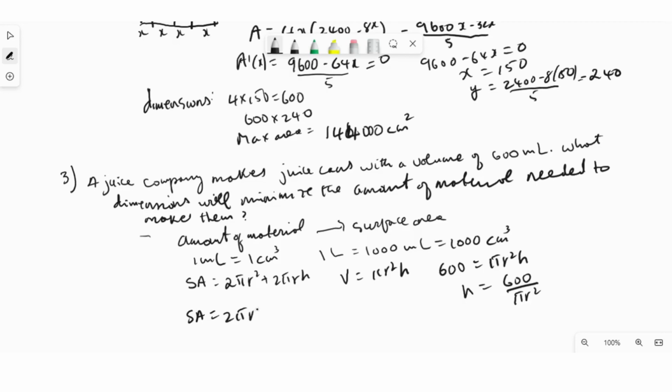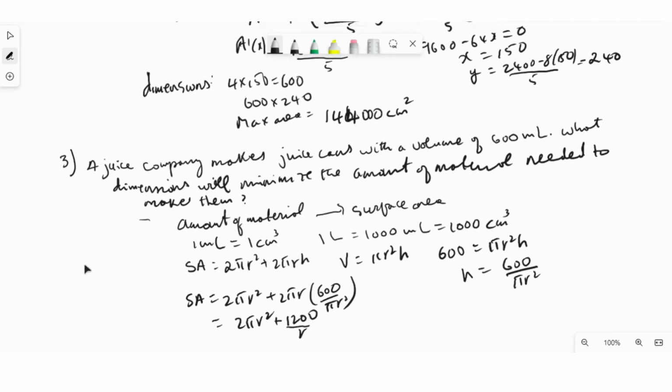Now we substitute this into our surface area: 2 pi r squared plus 2 pi r times 600 over pi r squared. We simplify that: 2 pi r squared plus, I cross out the r with the r, the pi with the pi, so it will be 1200 over r. Okay, so we have that.